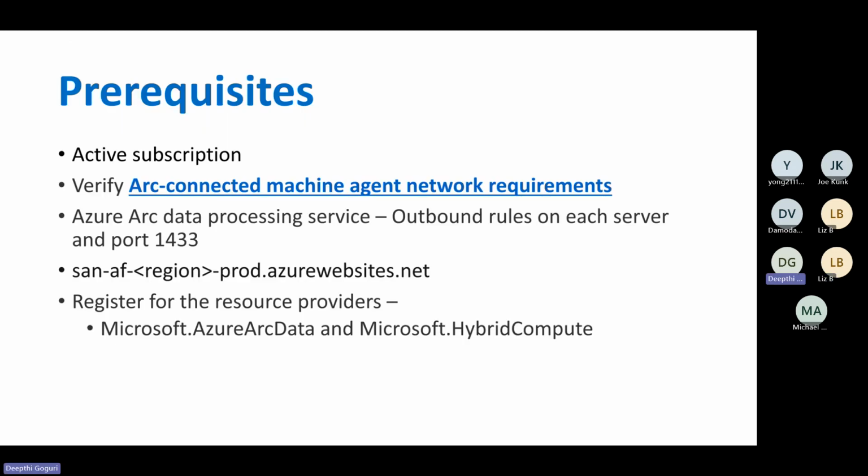So there are certain prerequisites that are required. You need an active subscription, definitely, and to even have this Arc connected machine agent, you need to check the network requirements. There are several of them. You need to make sure the certain outbound rules are enabled for the server, and also make sure that port 1433 is enabled.